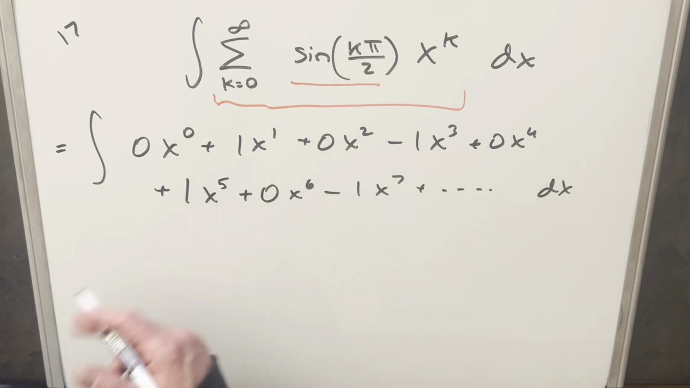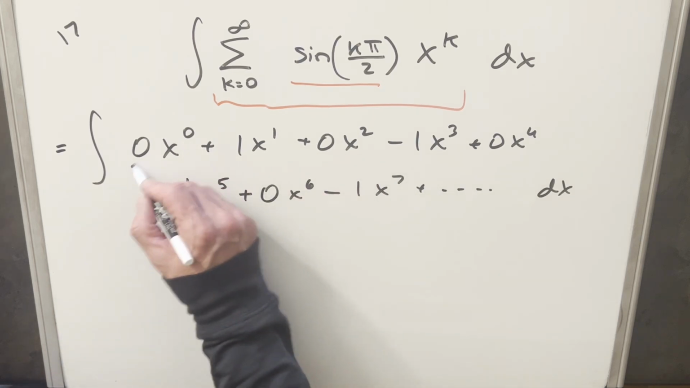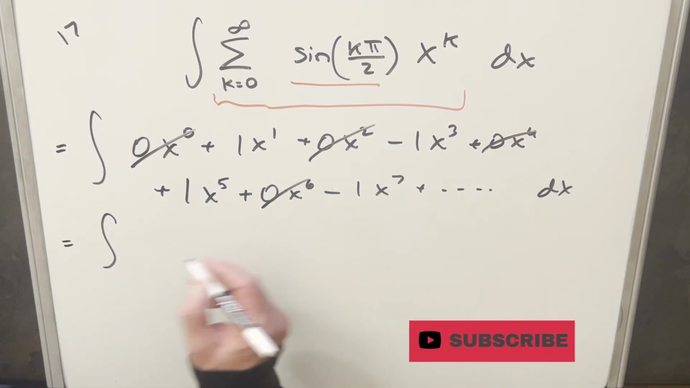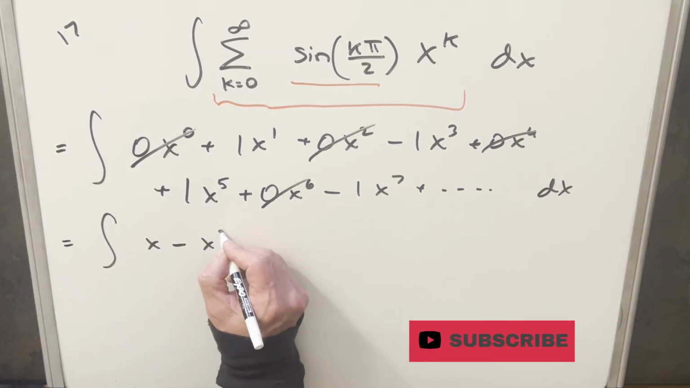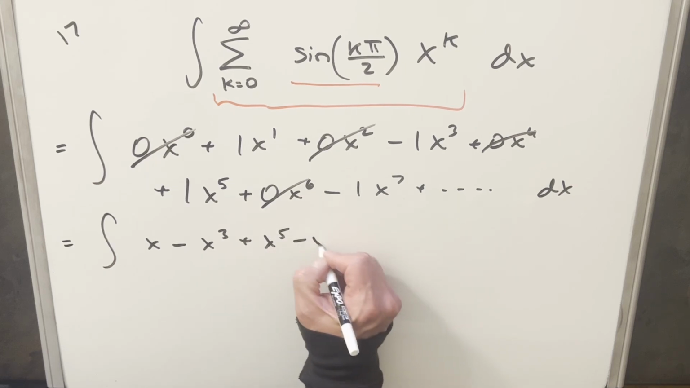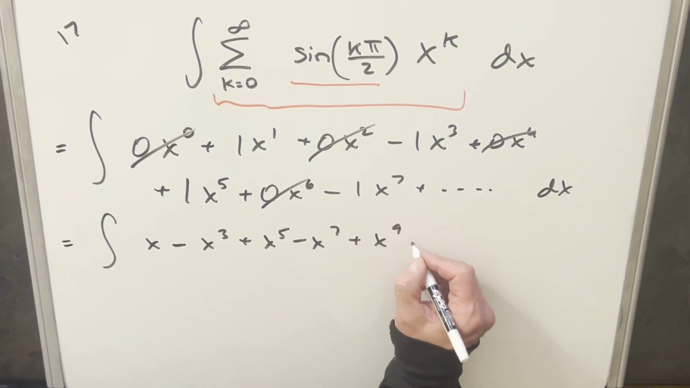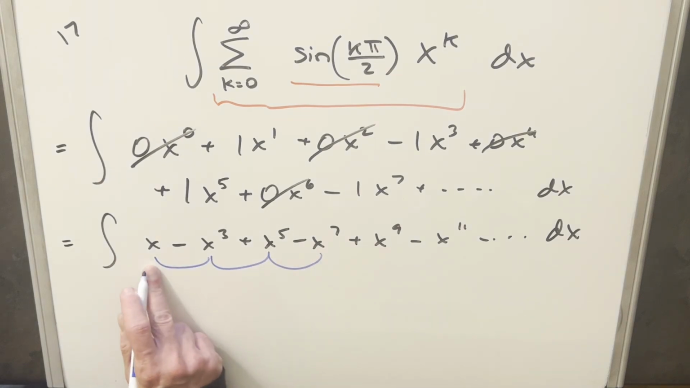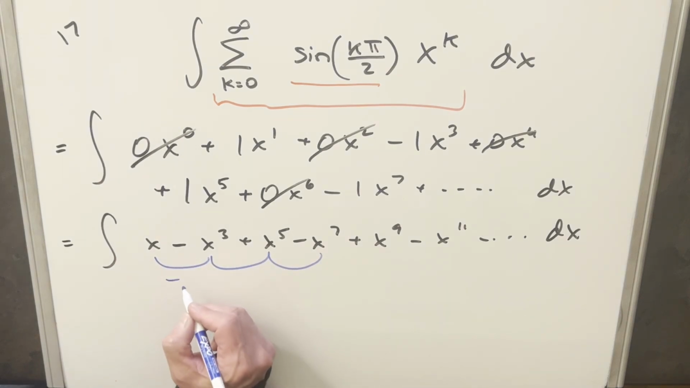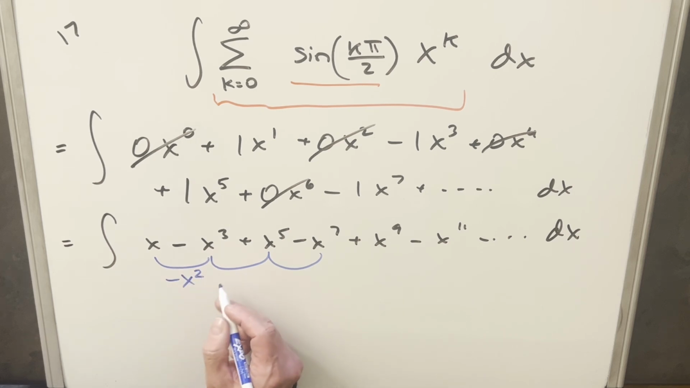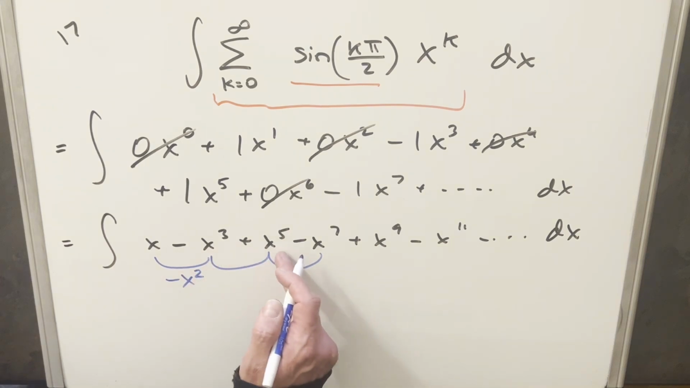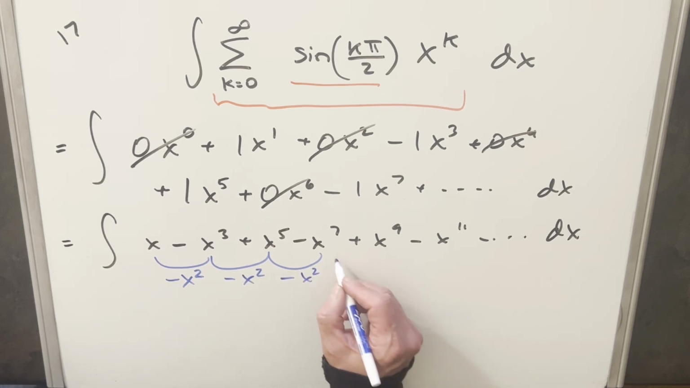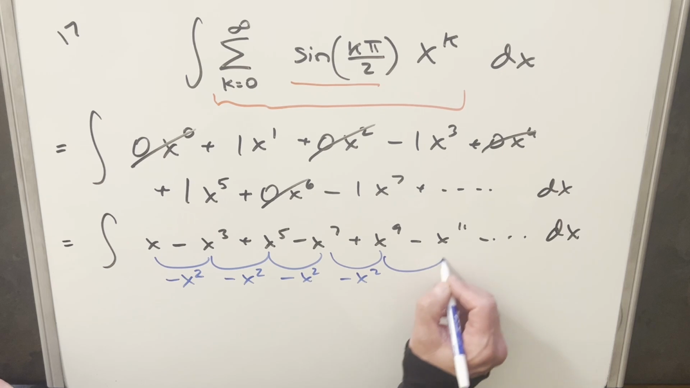To clean this up a little bit, notice that all the even exponents on x have 0 coefficients, so all those terms go away. We can rewrite this as x minus x cubed plus x to the fifth, all having odd exponents, with this pattern. To go from x to minus x cubed, we multiply by minus x squared. To go from minus x cubed to x to the fifth, again we multiply by minus x squared. This is true for all of these, and so this is actually a geometric series.